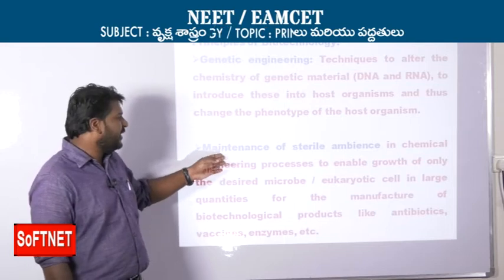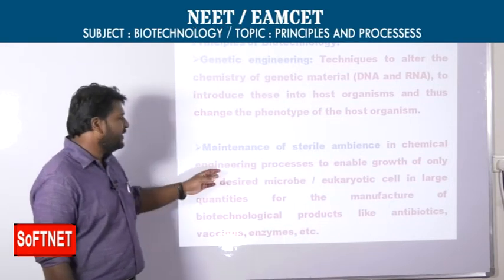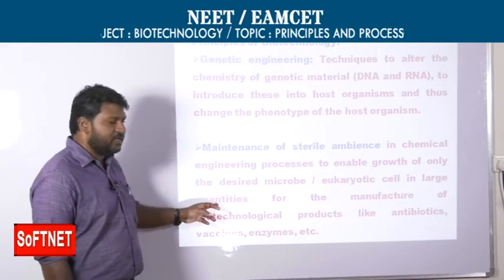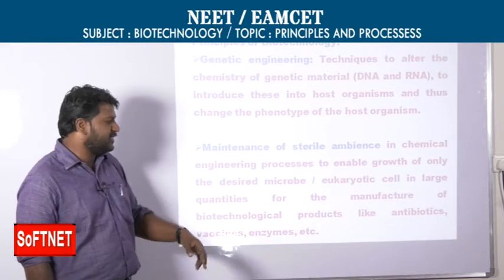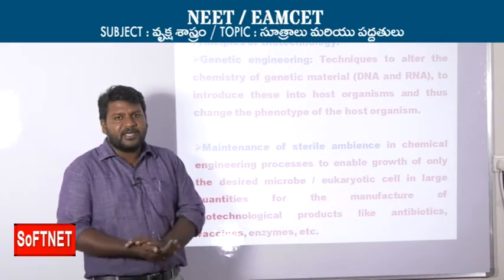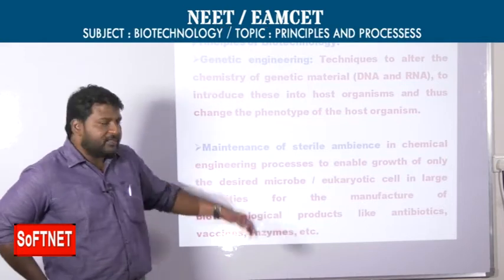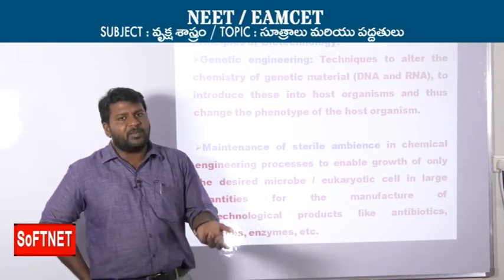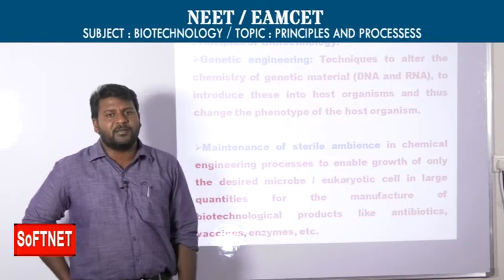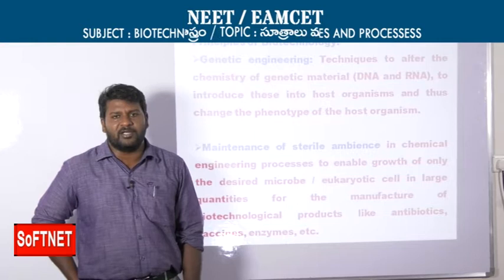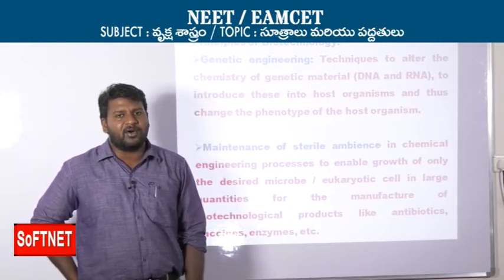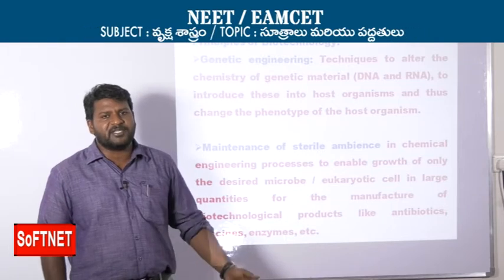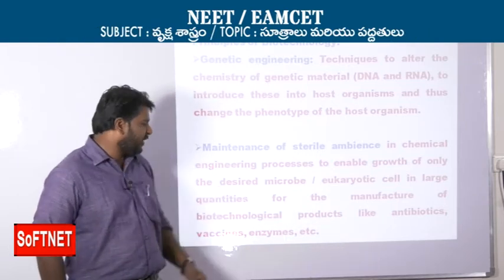The next principle is the maintenance of sterile ambience in chemical engineering processes, to enable growth of the desired microbe or eukaryotic cell in large quantities for the manufacture of technological products like antibiotics, vaccines, enzymes, etc. Here in the second principle, a prokaryote or eukaryote is used as a host. We incorporate our desired DNA into the host to multiply its copies, or simply we call it cloning, to enormously multiply the number of recombinant DNA.